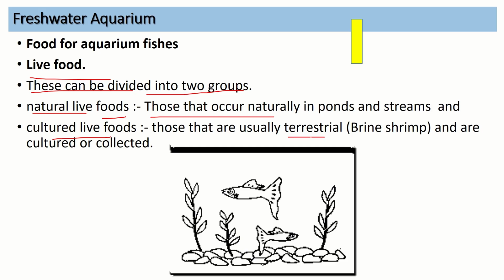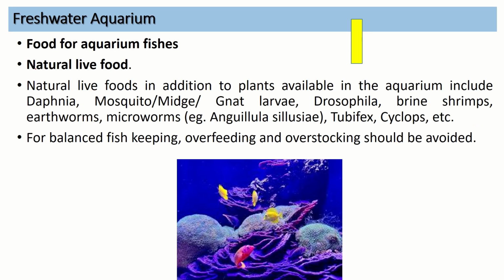And lastly, about the natural live food, the range is quite extensive and may include, in addition to plants available in the aquarium, Daphnia, mosquito, then giant larvae, Drosophila, brine shrimps, earthworms, microworms like the Anguillula, tubifex, Cyclops, etc. For balanced fish keeping, overfeeding and overstocking should be avoided.